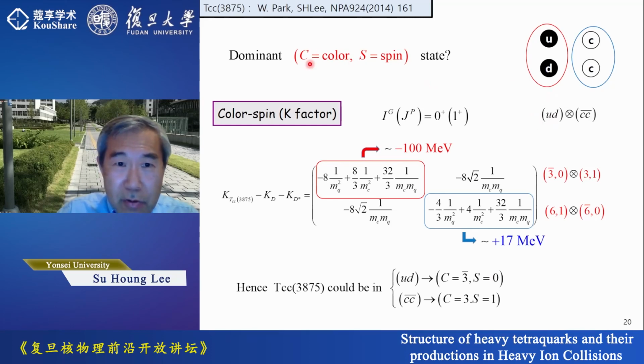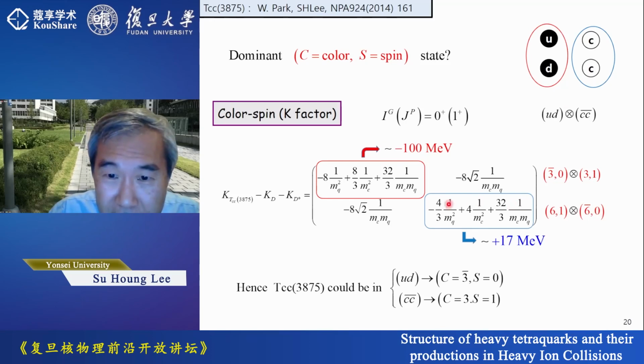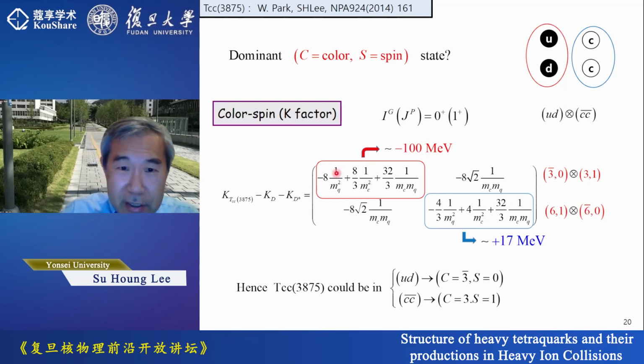And this is the so-called color spin. So this configuration is color anti-triplet and spin 0. And this configuration could be color triplet spin 1. Or this could be color sextet spin 1, and this could be color anti-sextet spin 1. Now, again, this is repulsive. On the other hand, this is attractive.